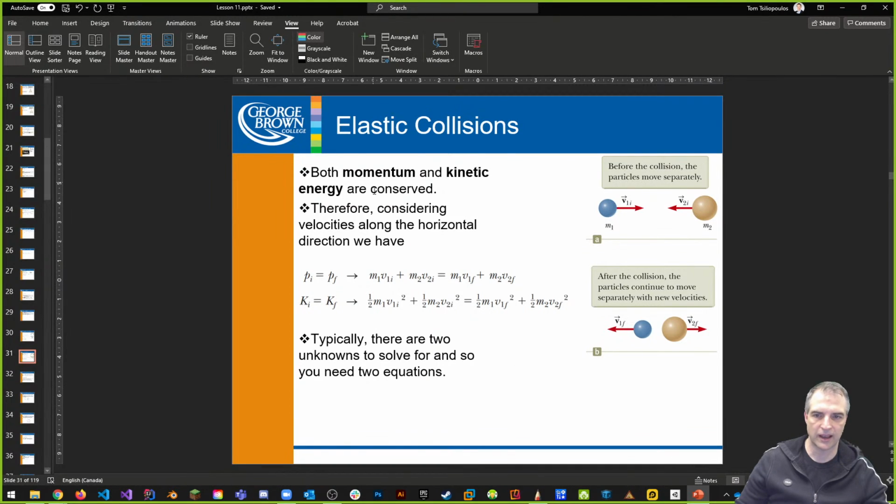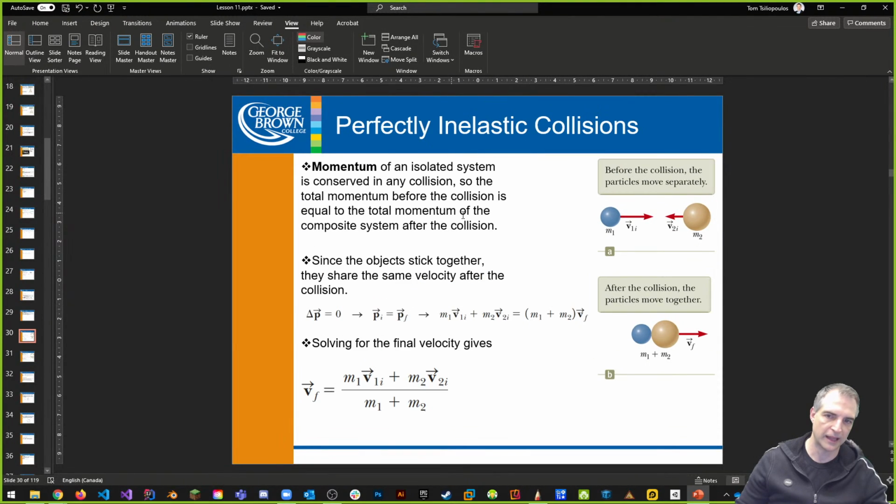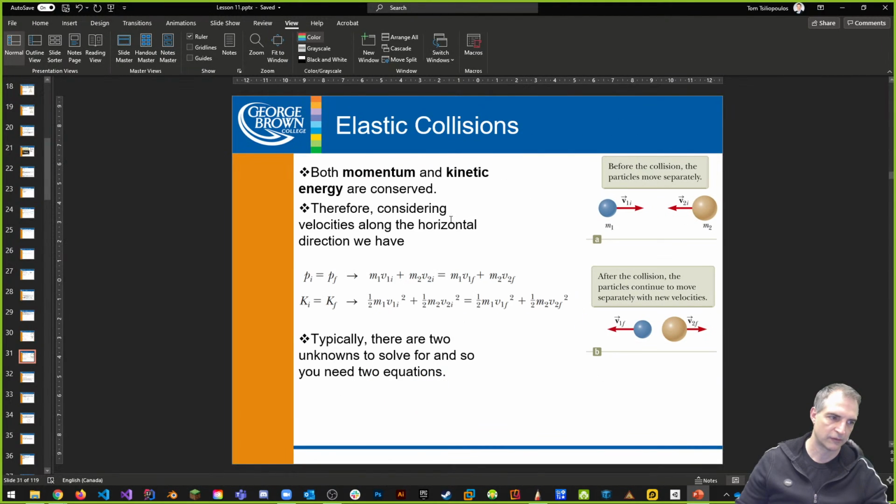Elastic collisions, on the other hand, both momentum and kinetic energy are conserved. Remember, in an inelastic collision, some of the kinetic energy is lost, whereas here, it's all conserved. So what happens is we have a collision response. Again, we can think of this as your momentum initial is equal to your momentum final. Your kinetic energy initial is equal to your kinetic energy final.